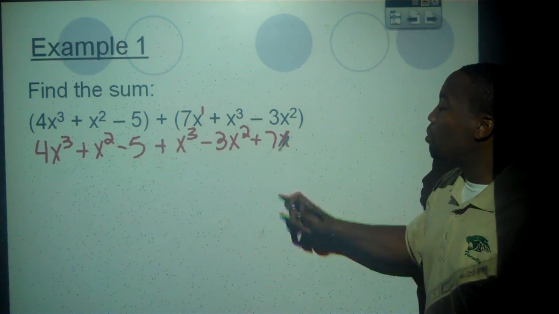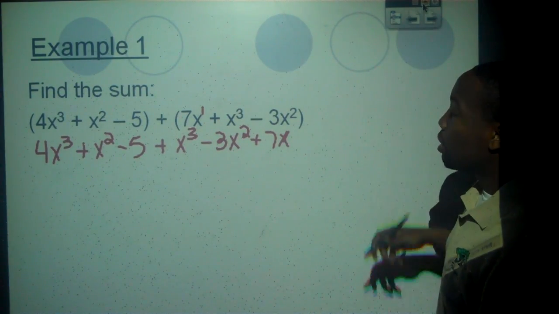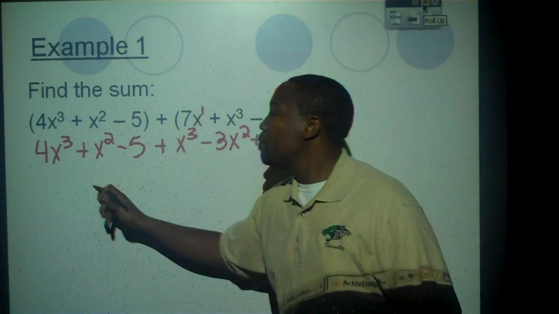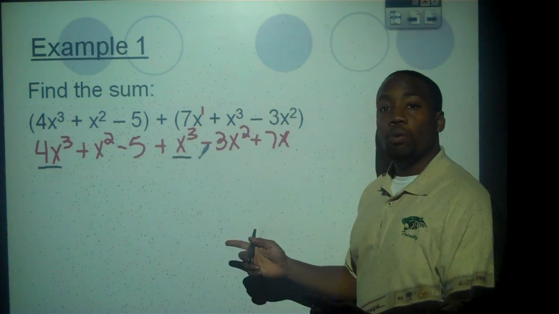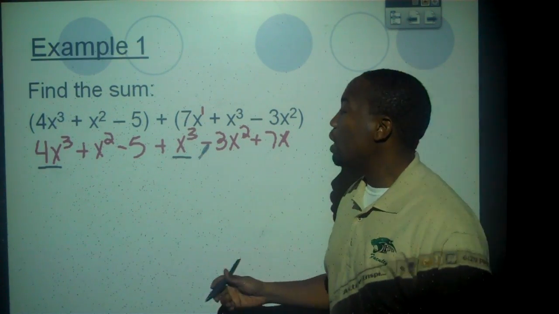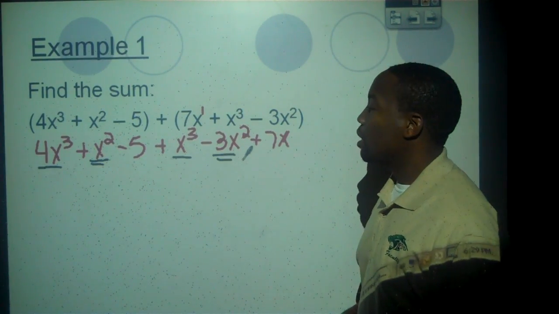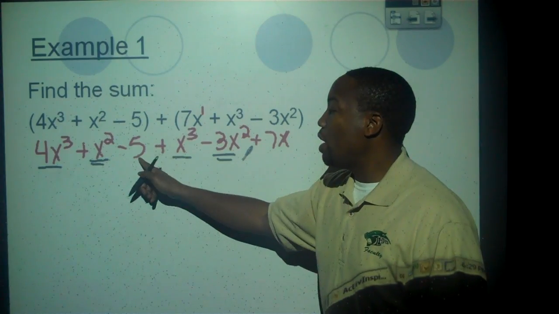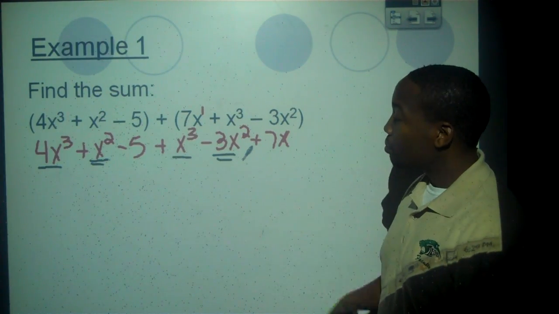Now this is what I was referring to, underlining or circling. Like I said, I like to underline. So what are the like terms here? I got x to the third here and x to the third here. Underline it once. Another one that's alike, underline this one twice. And the last one isn't like anything else, so I just leave that alone.